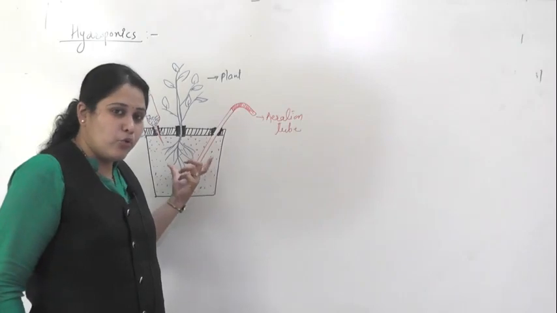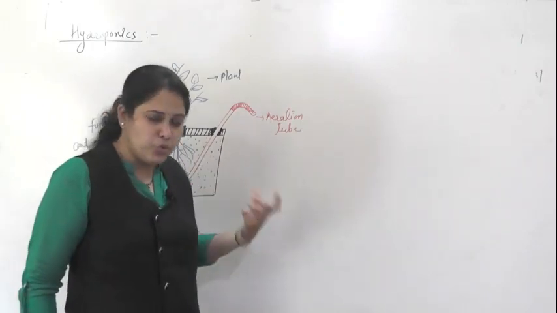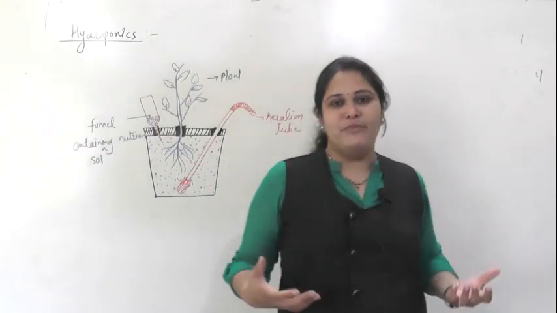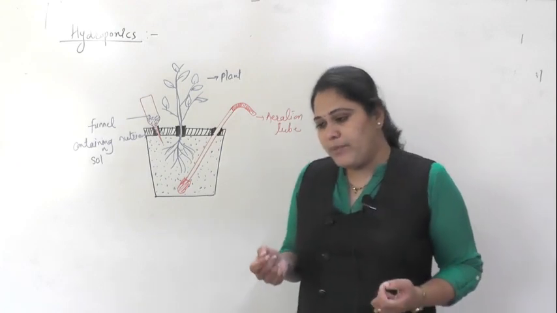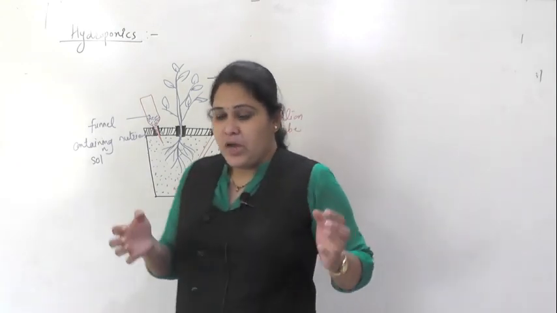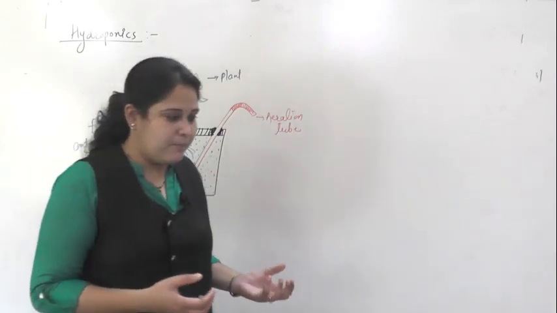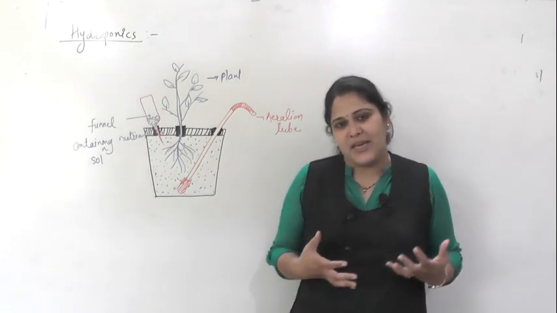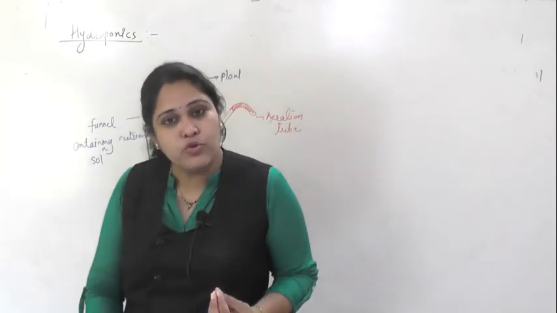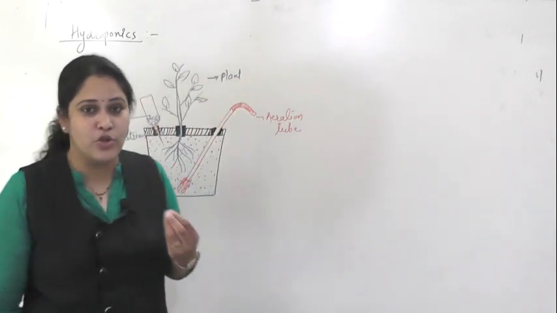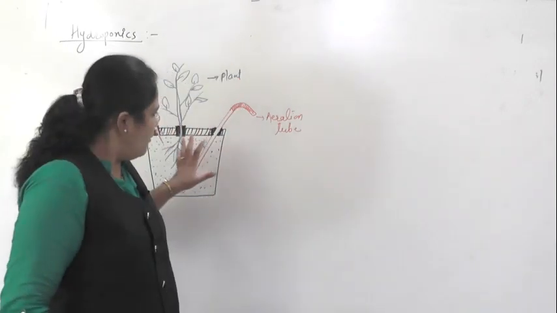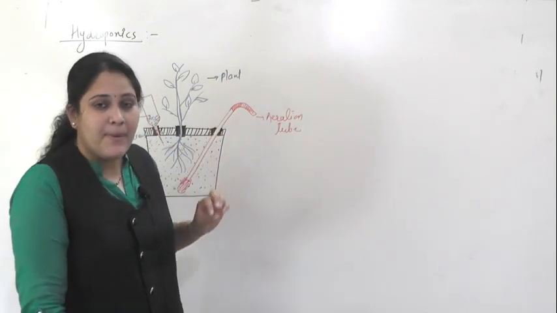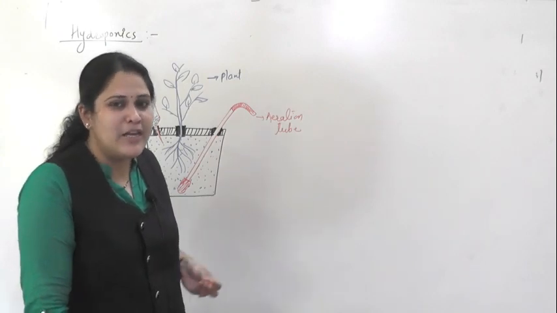See, what we are using here is a solution. Soil is a reservoir of a number of minerals. We can't say that the plant absorbs only a single type of nutrient. In soil there are different minerals, and the plant cannot absorb only one mineral at a time. At a time so many minerals can be absorbed. Then how will we come to know the role of these essential elements, or the role of a single nutrient? But here when we are doing hydroponics, we can prepare a nutrient solution by adding one or few or many nutrients.